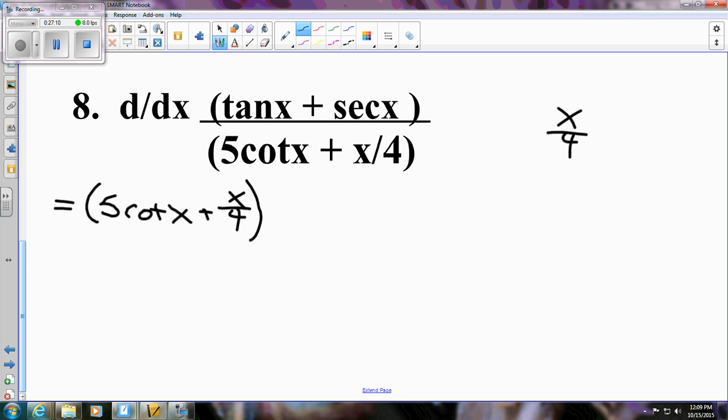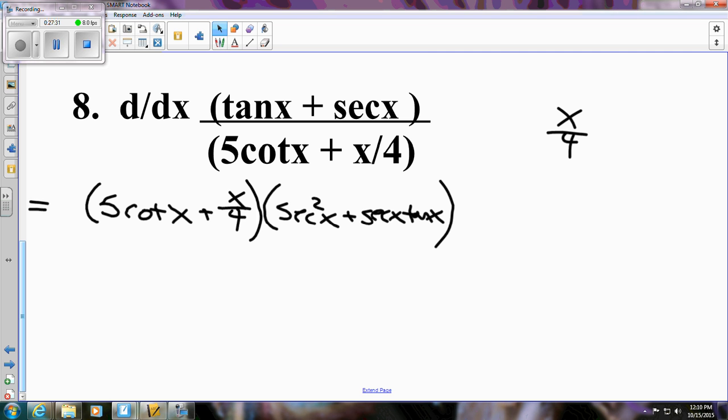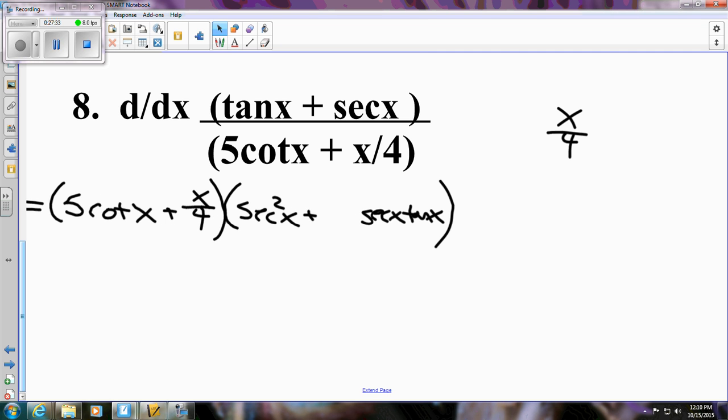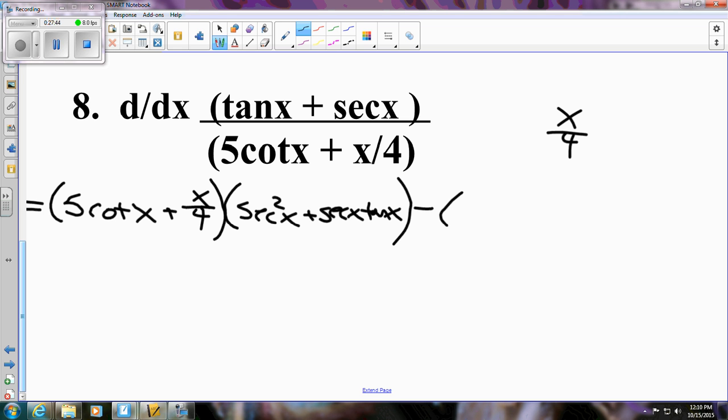What about d high? It's a sum, so you are allowed to take the derivative of each term separately. The derivative of tan x is secant squared x, plus the derivative of secant x is secant x tan x. Okay, I have to start getting smaller. I'm never going to fit this. I have to move it over a little bit. All right, so we have low d high, then what? Less the high, tan x plus secant x.